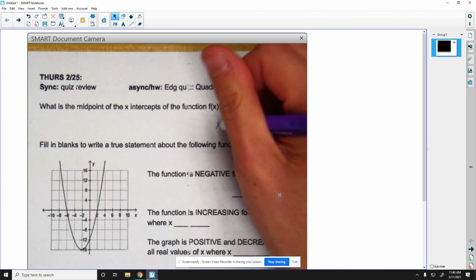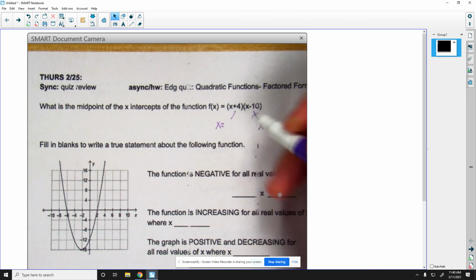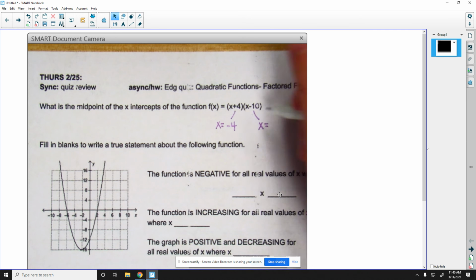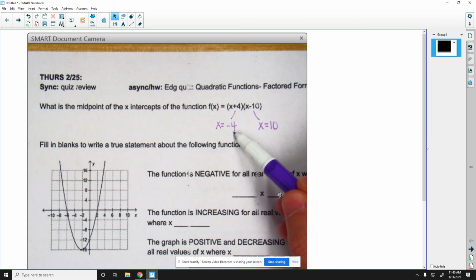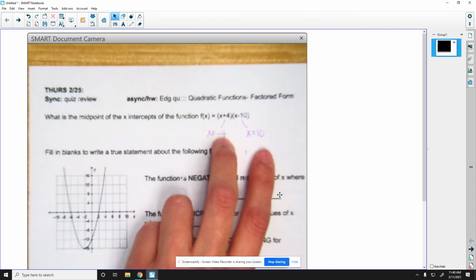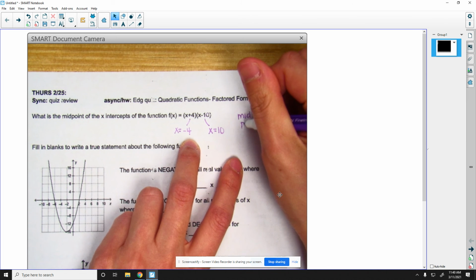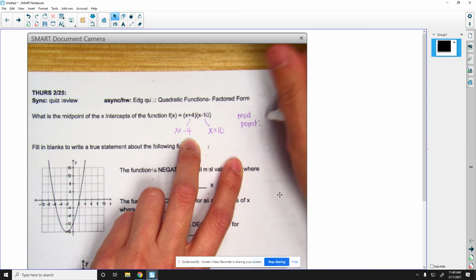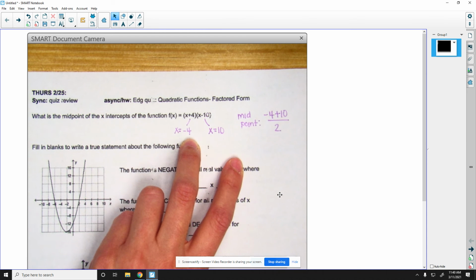Since it's already factored, I don't have to factor it. It looks like my x's equal -4 and +10. Right? When I just solve for it, x is equal to -4 and +10. So what is the middle point of these two? That's why Hudson is saying I have to add them up. So midpoint, I add them up and divide by 2.